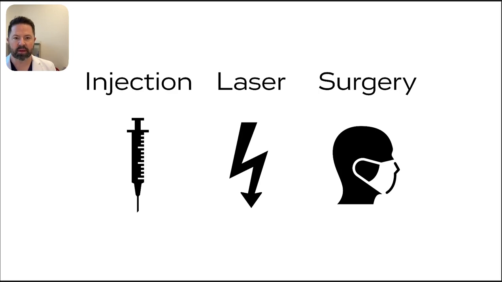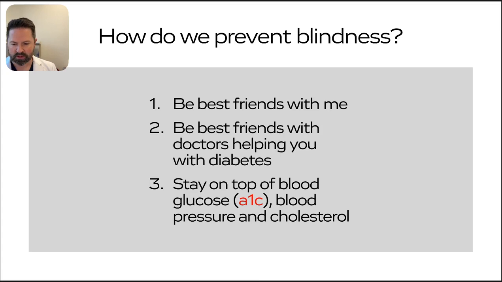Now, these are the things, like I said, that I do for someone who has diabetic retinopathy, but people who have diabetes, for example, if you have diabetes, there are many things that you should be doing both to prevent diabetic retinopathy and if you have diabetic retinopathy to make it better. There are basically three categories of things. Number one, be my best friend.